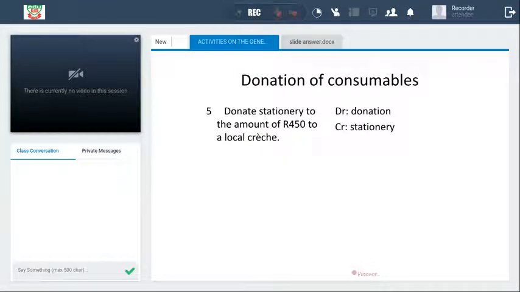Donate stationery, amount of 450 to a local creche. So this is a donation of a consumable. Remember, when we do a balance sheet, a consumable is like an asset to us. So this is a consumable, and we are giving it out. So actually we are basically reducing our asset, and donation is an expense. So we debit donation and we credit the stationery that is going out. They are not a debtor or a creditor, so we don't touch the debtors control or the creditors column.